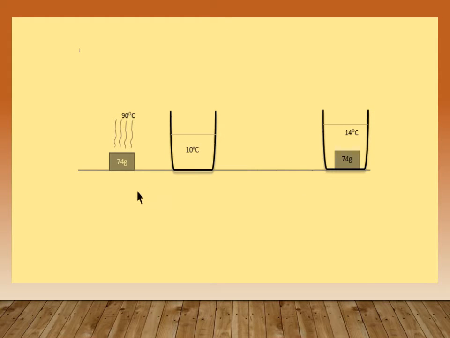Looking at the diagram, we have the metal block here of 74 grams and it is heated to 90 degrees Celsius, and we have a calorimeter which has water at 10 degrees Celsius. The next thing is the metal block is placed into the calorimeter and the temperature rises to 14 degrees Celsius. Now we must note here that this is the final temperature of this system, so the temperature of water and the temperature of the metal block has to be both 14 degrees Celsius.